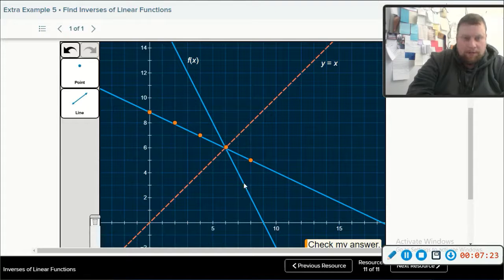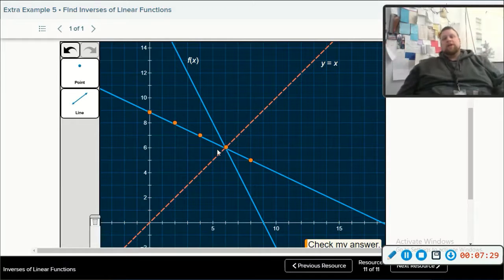And they cross at exactly y equals x, which is what they're supposed to do. That's it. Awesome. Again, if you're doing this on paper, you'll notice the number's a little different, but the process is the same.